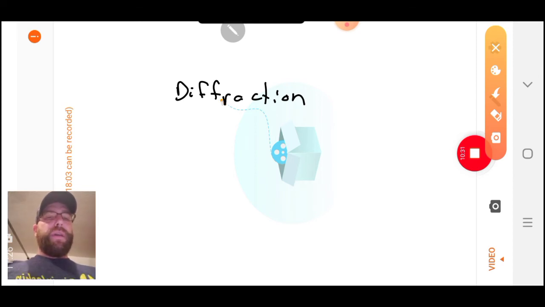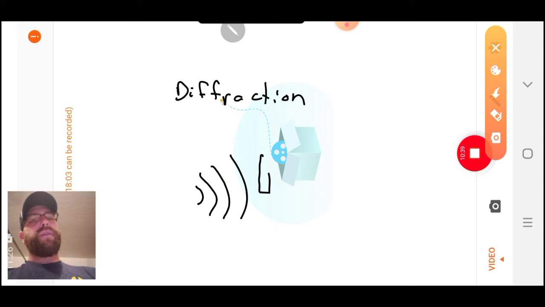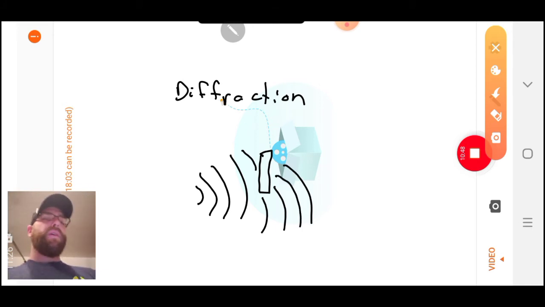All right. And so what happens, and sound waves are easy to use as the example. So if I have a wall here and this wave is going to hit it there, this wave is going to kind of reform on the other side like that. All right, that is diffraction.